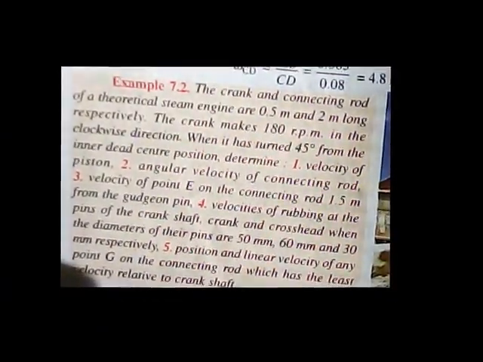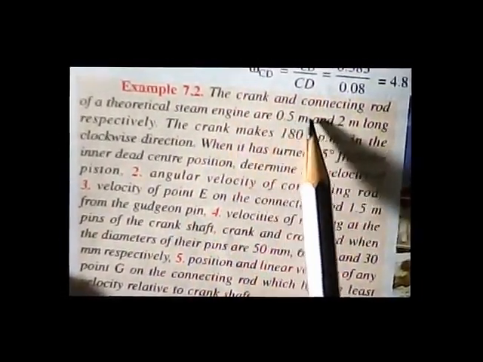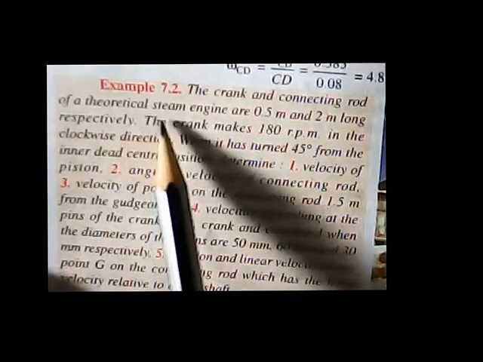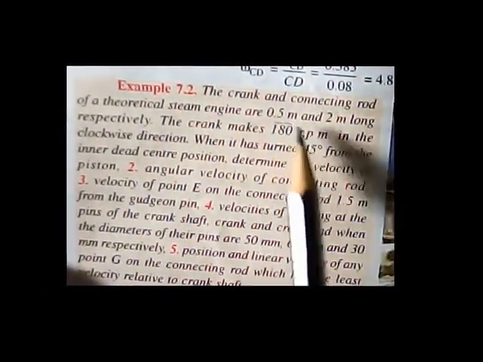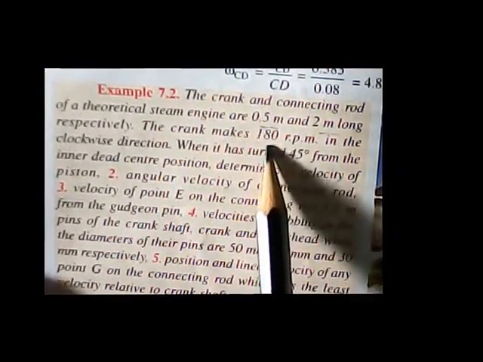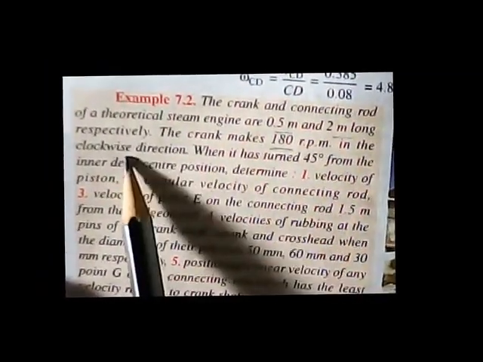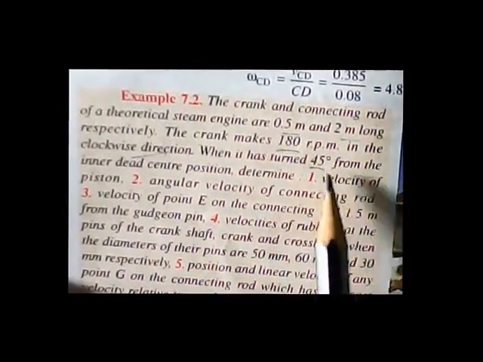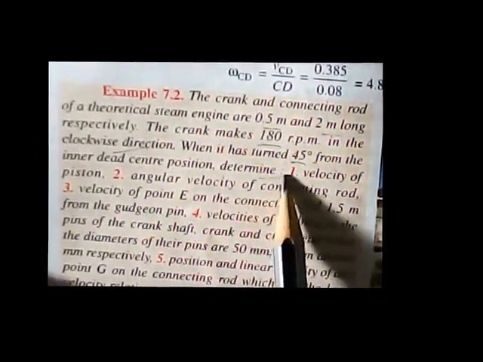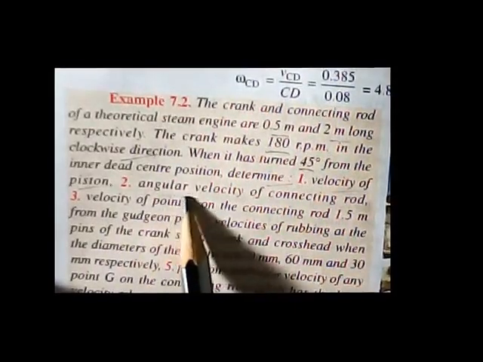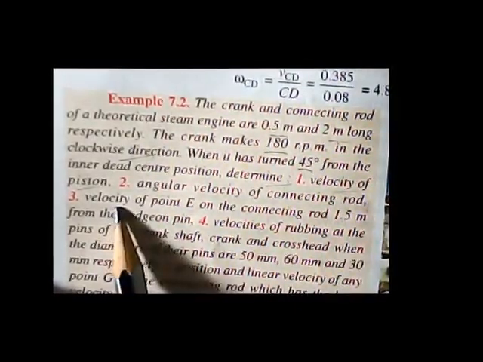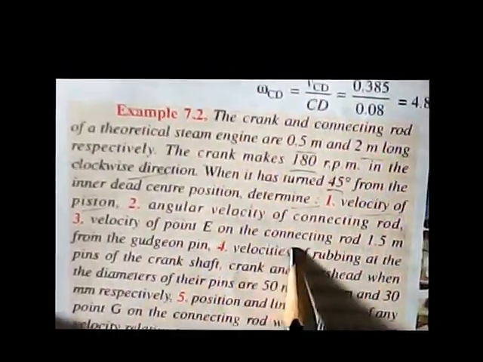In my previous lecture, I discussed the relative velocity method of a mechanism. Now today I discuss the example of relative velocity method. The crank and the connecting rod lengths are 0.5 meter and 2 meter. The angular velocity of the crank is 180 rpm, and the inclination of the crank from the bottom dead center is 45 degree, and the crank rotates in the clockwise direction. We have to find out the velocity of the piston, the angular velocity of the connecting rod, and the velocity of point E.